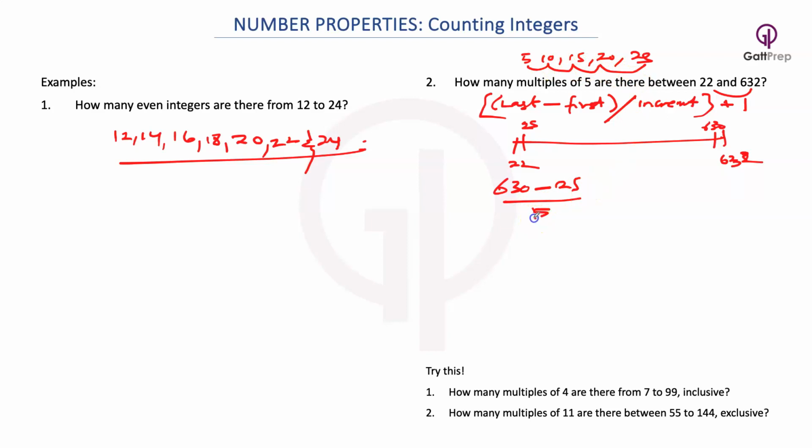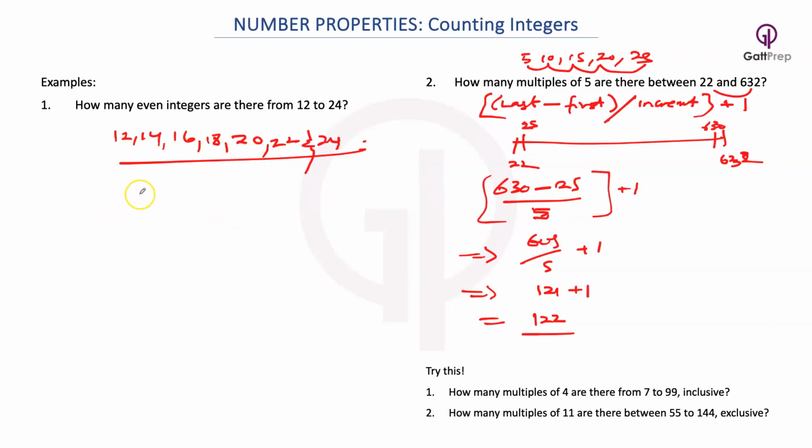So we divide by the increment, which is 5. And then we add 1. So here, 630 minus 25 is 605, all divided by 5, plus 1. And then 605 divided by 5 is 121, plus 1, and this yields 122. Now if you want to use this to solve this, it's very easy. Similar stuff.